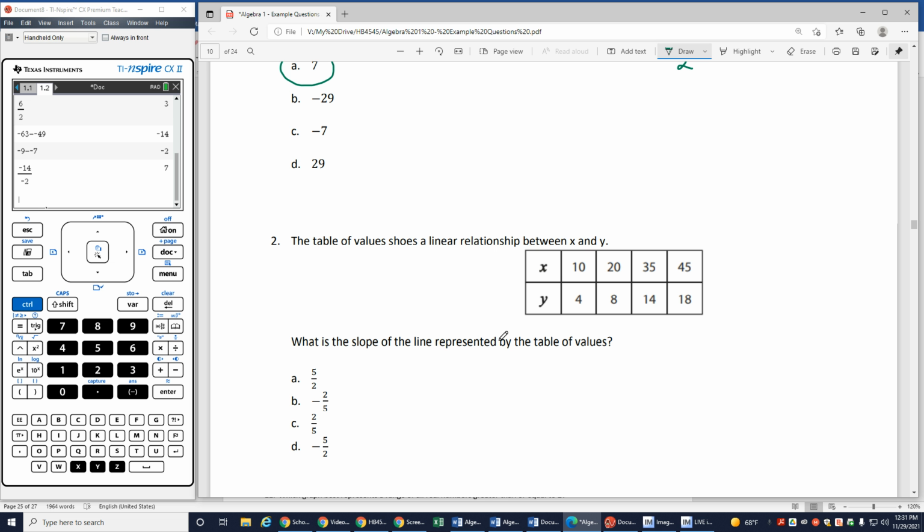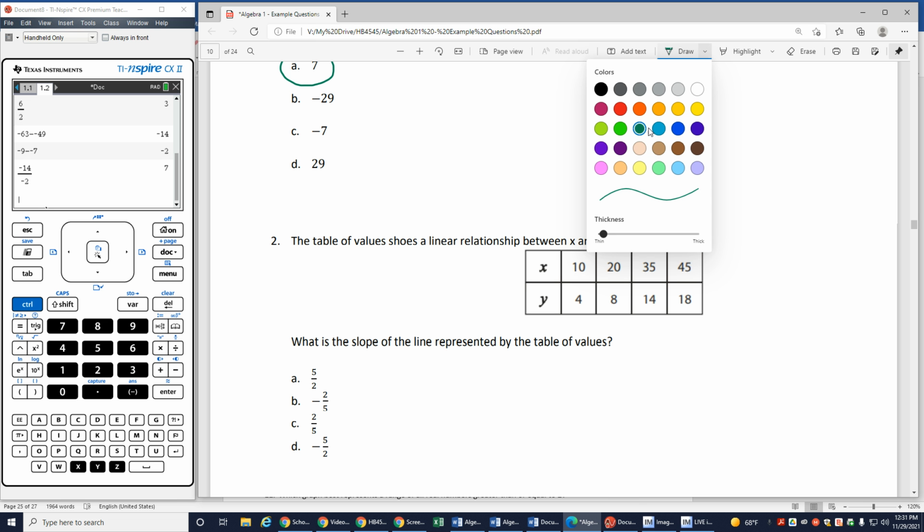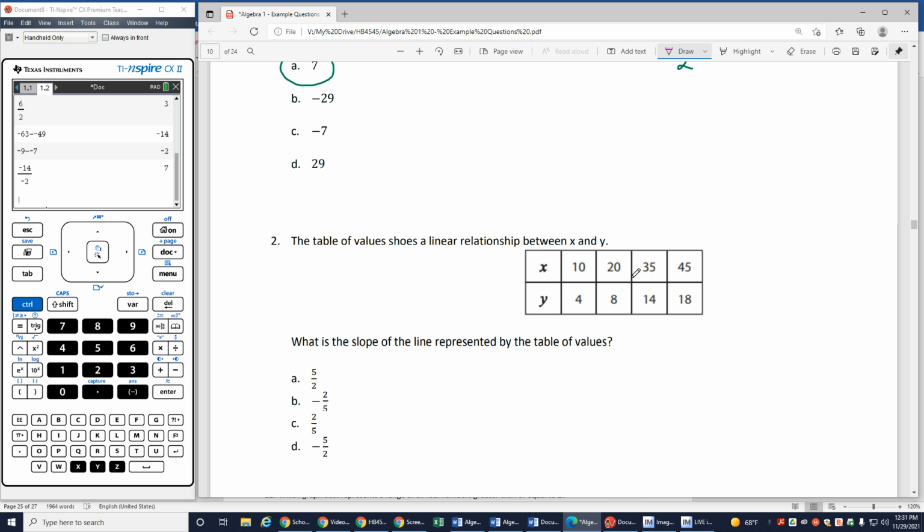Okay, let's try that again. Sometimes our tables are horizontal, but we're still going to do the exact same thing. So I'm going to pick any 2 points on the graph. I usually just go with the first 2. Now notice my y's are on the bottom, so I'm going to do the same thing. 4 minus 8, the first one minus the second one, and I get a negative 4 for my y. And then up here I've got a 10 and a 20, first one minus the second one. So 10 minus 20 is negative 10.